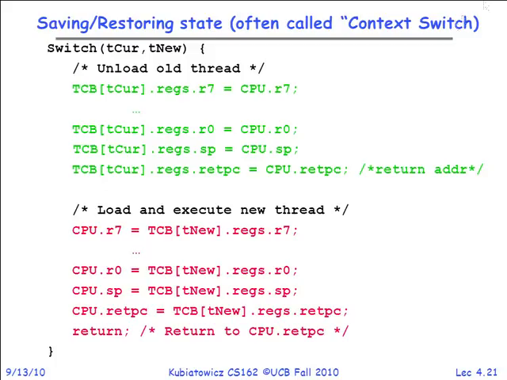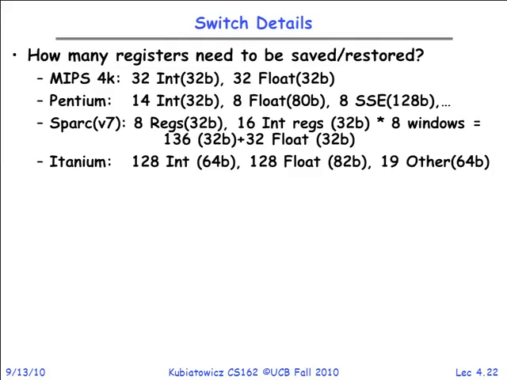So what are some details on this? How many registers do we have to save and restore? Depends a lot on what architecture you've got. For MIPS, for instance, it might be 32 integer and maybe 32 float or whatever. Pentium might be 14 integer, 8 float, 8 SSE 128-bit things, and SSE2, SSE3, SSE4. So there's a lot of other registers that got added on.